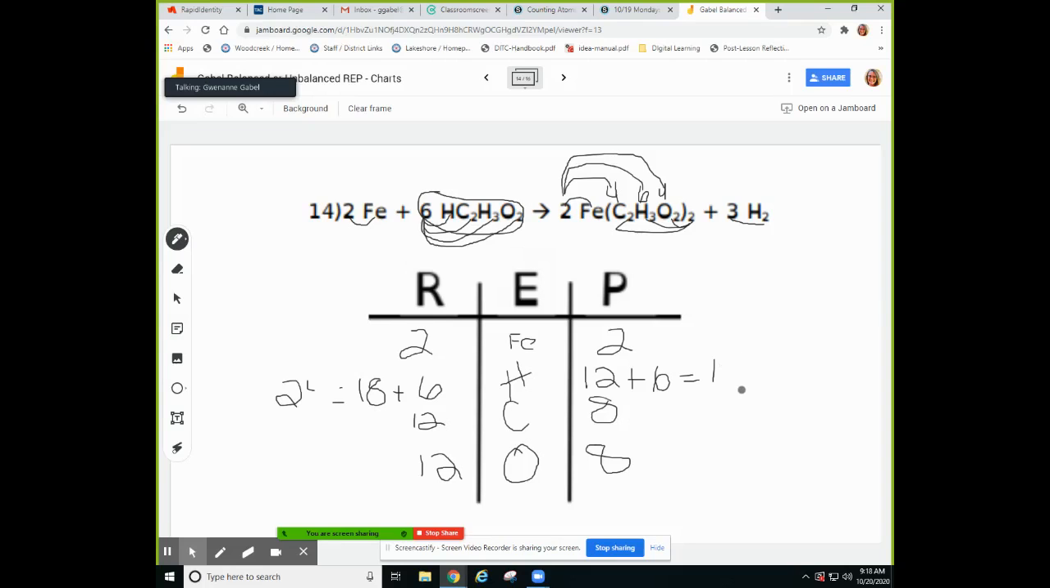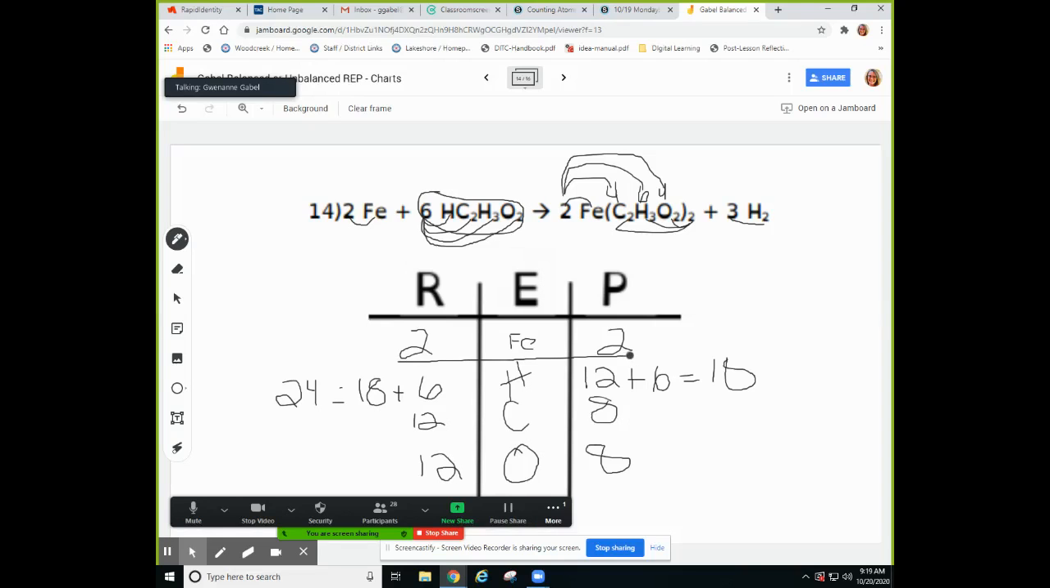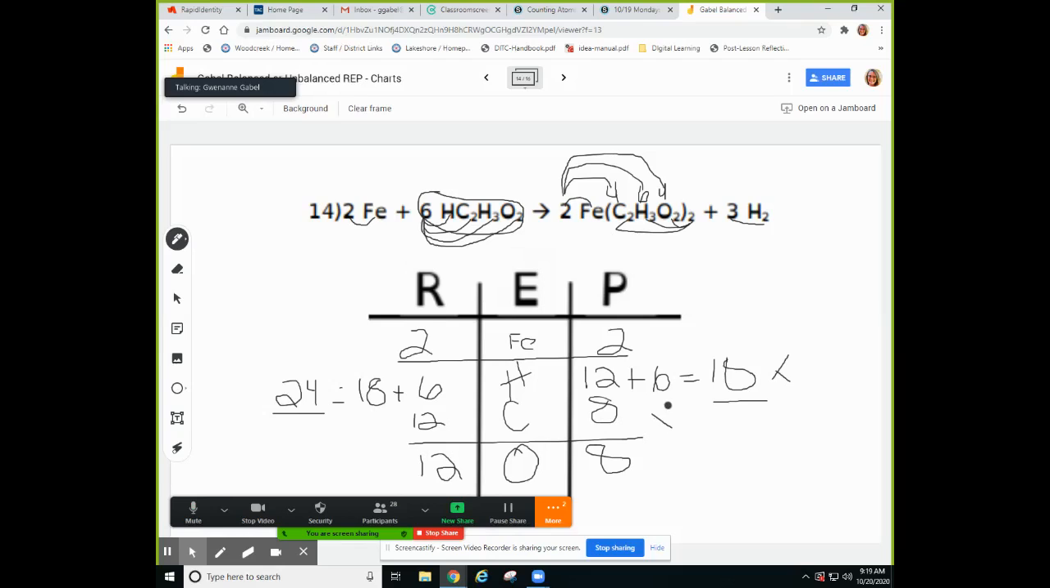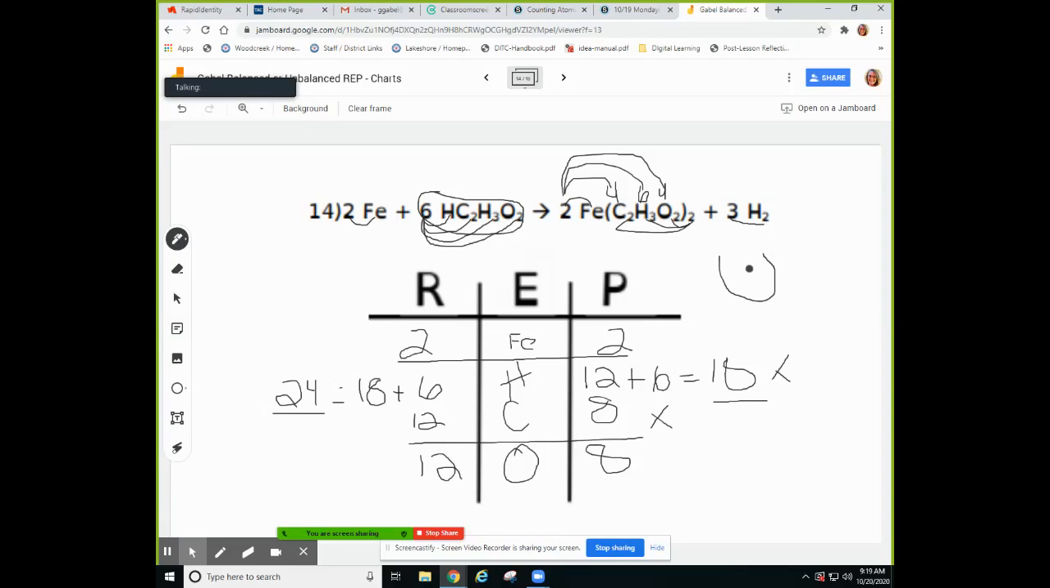Is this equation balanced? I have 2 atoms of iron on both sides, but I have 24 atoms of hydrogen on the reactant side and 18 atoms of hydrogen on the product side. So that's not balanced. I have 12 atoms of carbon on my reactant side and 8 atoms of carbon on my product side. So this equation is unbalanced, guys.